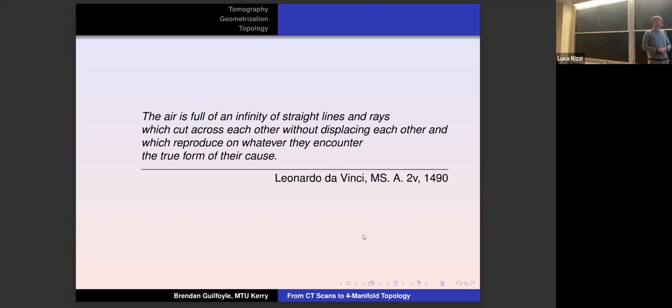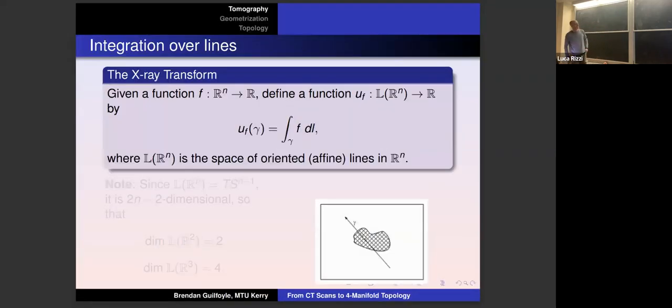Now he says which reproduce on whatever they encounter the true form of their cause, which seems to suggest information is traveling from the source to the observer and nothing is lost in between. That may be a bit of a stretch. In particular, what I'm going to be talking about is what's called the X-ray transform. And here it does a little bit more: the medium through which your light is traveling reduces the intensity of the light. So what it passes through does lose a little bit of information in some sense. And this is the thing I'm going to talk about today.